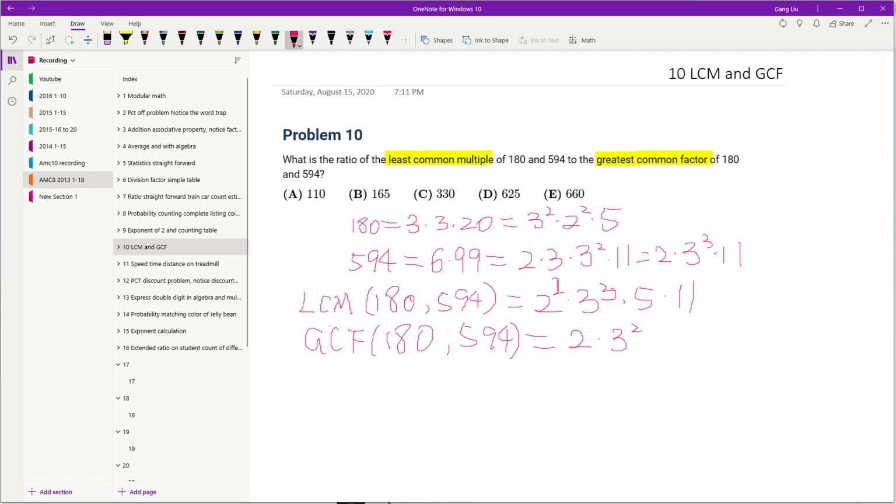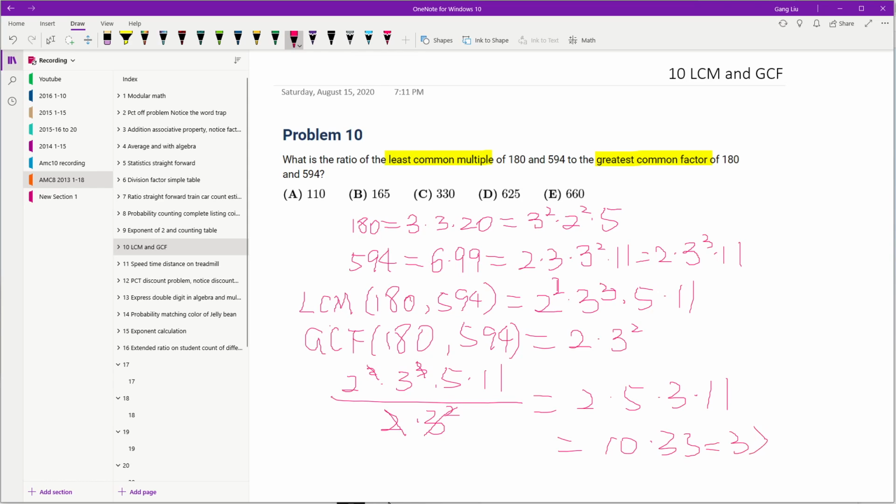So the ratio of the LCM over GCF is 2 squared multiplied by 3 cubed multiplied by 5 multiplied by 11, divided by 2 multiplied by 3 squared, and we can cancel this out. So it's going to be 2 multiplied by 5 multiplied by 3 multiplied by 11, equal to 10 multiplied by 33, equal to 330. So the answer is C.